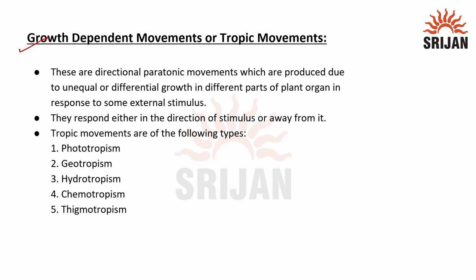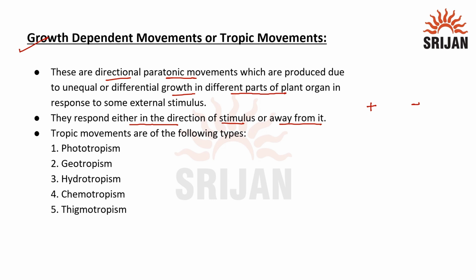Growth dependent movements, or tropic movements, are responses towards stimuli, and this response is in the form of growth. They are directional movements in response to stimuli, and they produce growth in different parts of the plant. This response can either be in the direction of the stimulus or away from it. If it is in the direction of the stimulus, we call it a positive response, and if it is away from the direction of the stimulus, it is called a negative response.